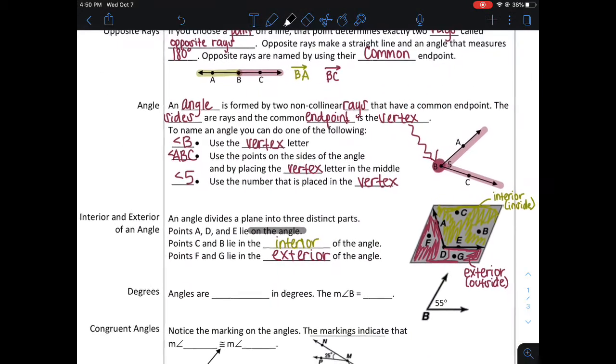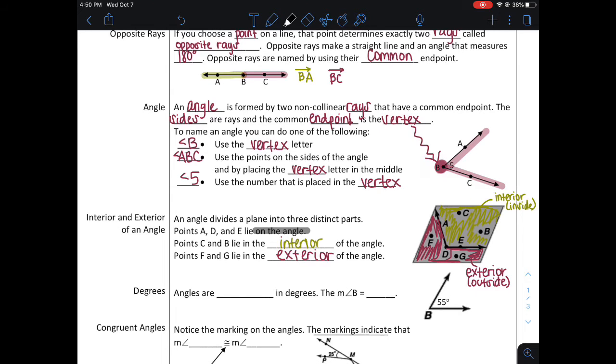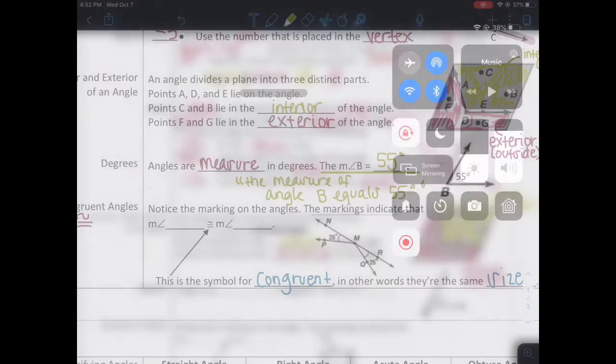Next, we have the interior and exterior of an angle. An angle divides a plane into three distinct parts. We have on the angle, which would be actually on the angle. Then we have the interior of the angle, which would be this part over here that I colored in green. And then we have the exterior of the angle, which would be this part that I colored in that maroon color. Don't forget, interior means inside, exterior means outside.